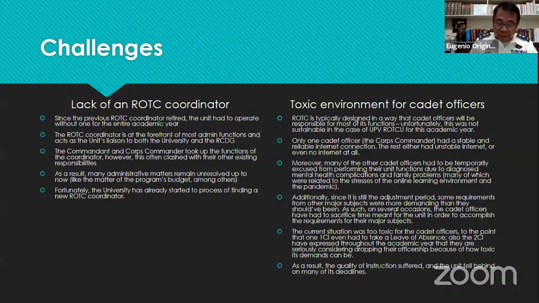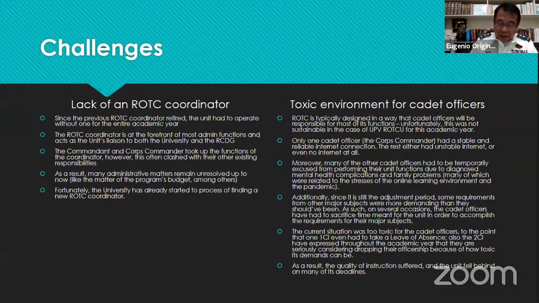Moreover, many of the other cadet officers had to be temporarily excused from performing their unit functions due to diagnosed mental health complications and family problems, many of which were related to the stresses of the online learning environment and the pandemic. So one of our first class cadets, a very responsible officer, had a leave of absence because of this problem.